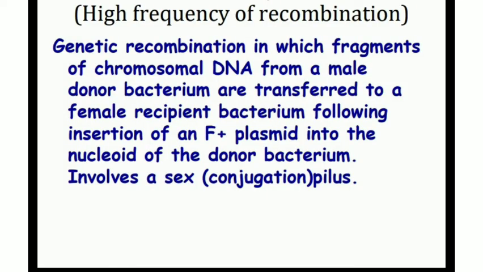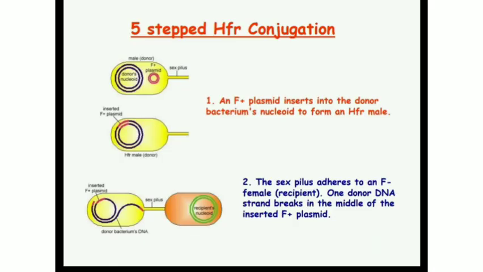Hfr conjugation, or high frequency of recombination. Genetic recombination in which fragments of chromosomal DNA from a male donor bacterium are transferred to a female recipient bacterium following insertion of an F plus plasmid into the nucleoid of the donor bacterium. It involves a sex pilus. And the Hfr recombination involves 5 steps. The 5-stepped Hfr conjugation.